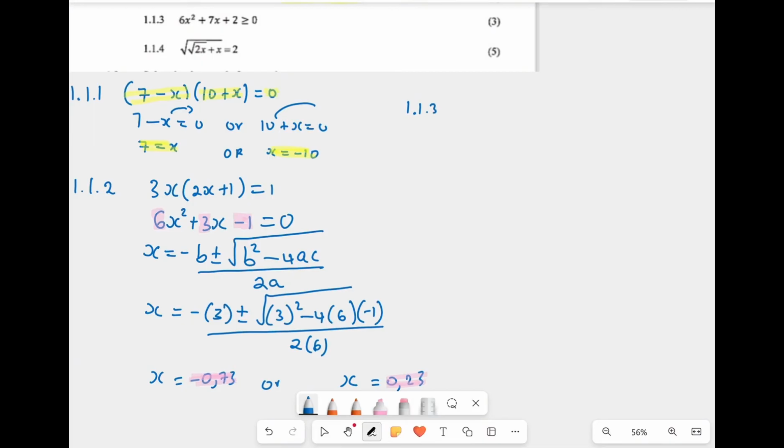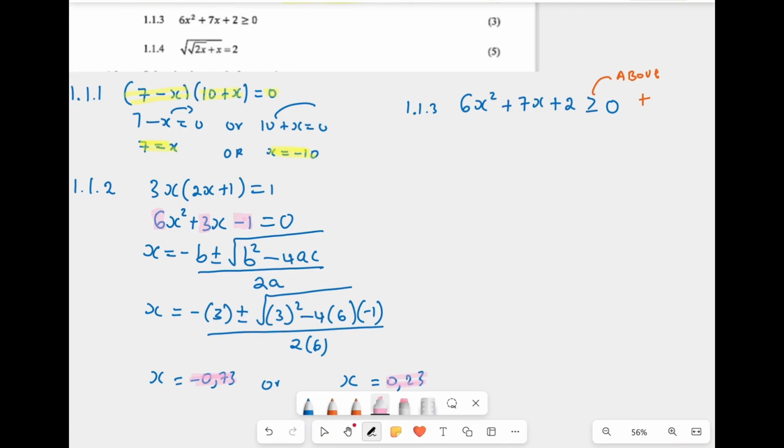1.1.3, we are given 6x squared plus 7x plus 2, and this is greater or equal to 0. Remember, greater than 0 means above. So this is above or equal to 0, so above or positive. Now, again, we need to factorize this.